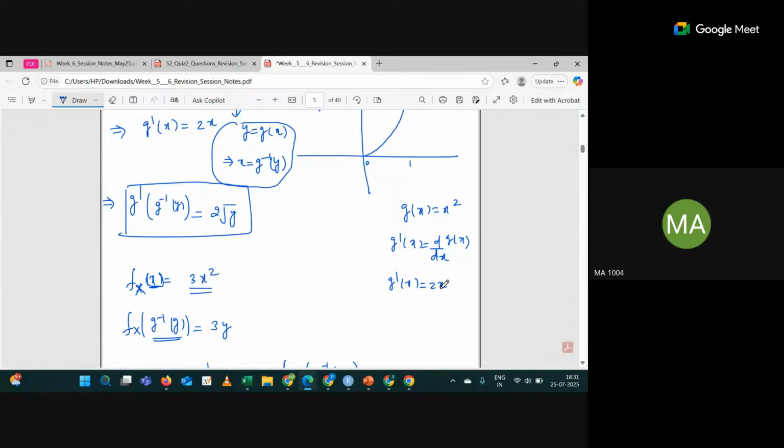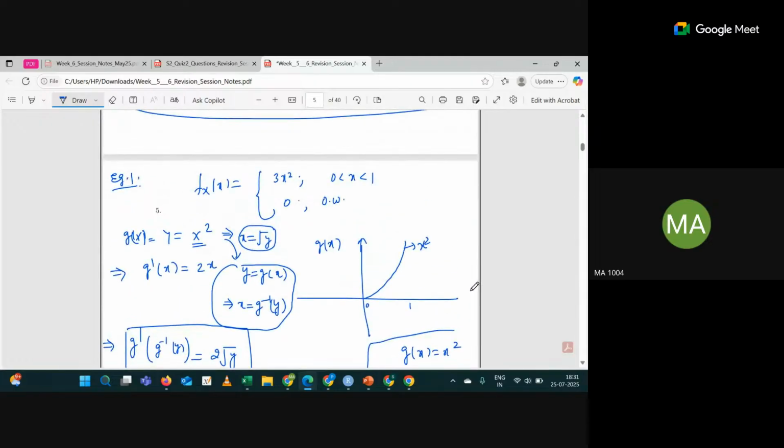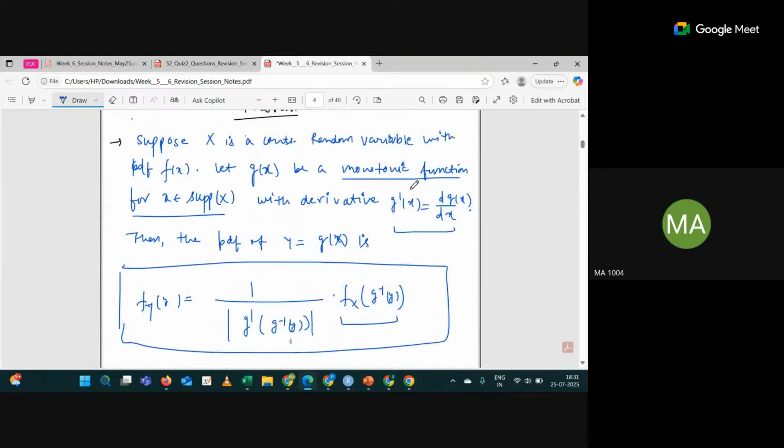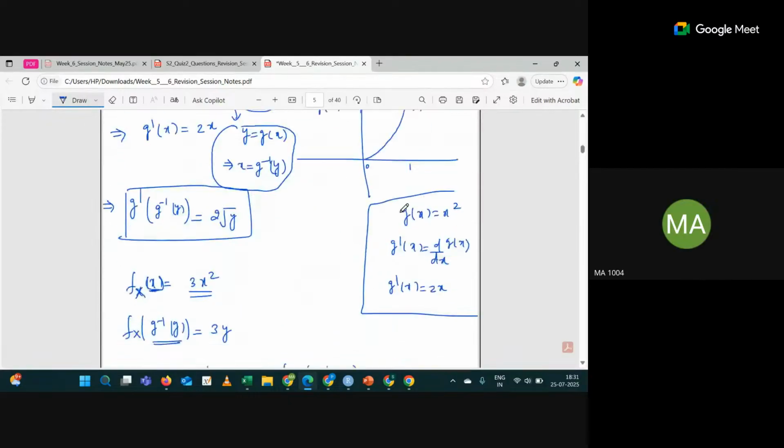Now I have to replace all x in terms of y. Clear? I will not differentiate g inverse of y with respect to x. Do not make too many complicated things. Whatever the function is there, I have to differentiate it with respect to x. That's all. Very simple.